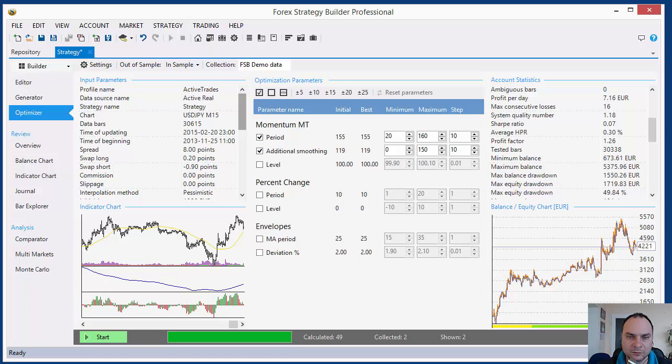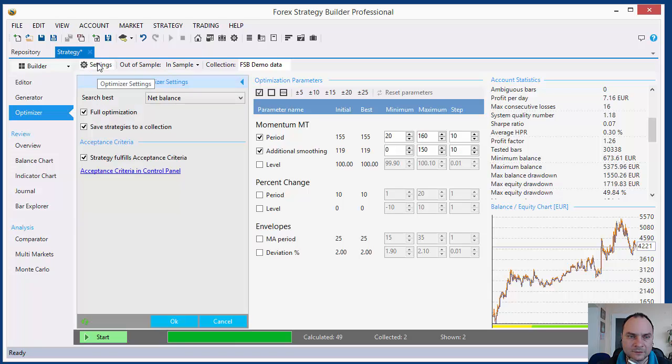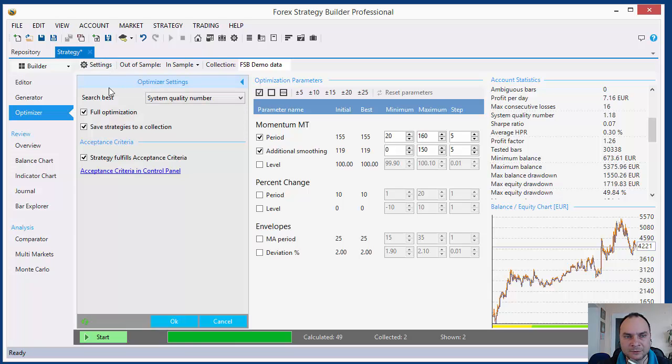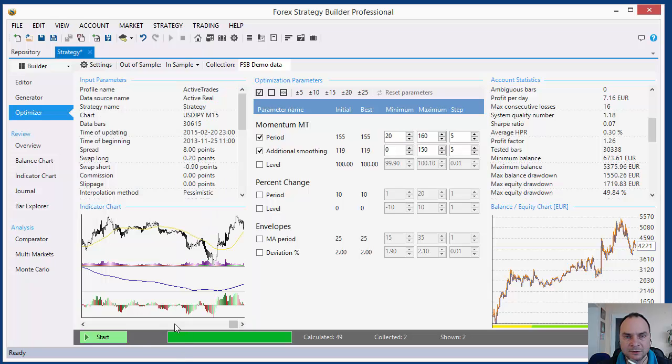What to do? Here in settings, search best. Let's try to search best system quality number. And I will repeat this optimization, but I will reduce the steps to 5. So now the optimizer will not search the best net balance, but best system quality number. Let's try like that. And now keep the optimizer working, and I'll try with a different strategy.